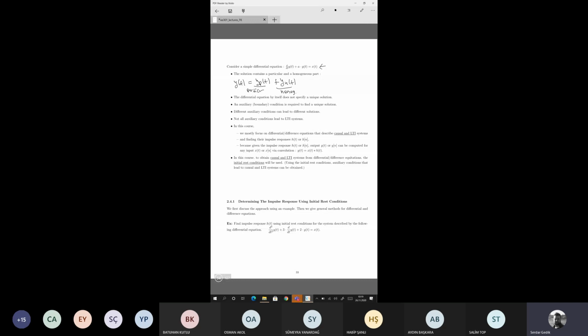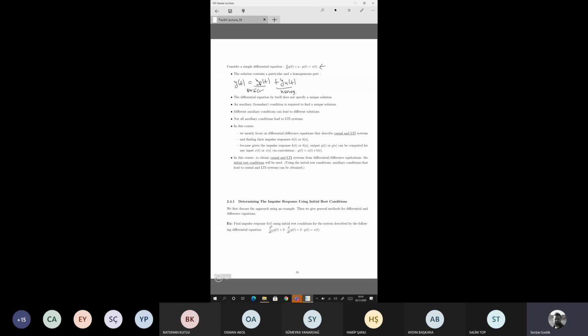Well, if you have a linear and constant coefficient differential equation, and if you have proper boundary conditions, those two together give you an LTI system. Okay. Well, we mostly focus on difference equations that describe causal and LTI systems. Well, actually, physical systems are causal, so that's why we are concentrating on the causal systems.